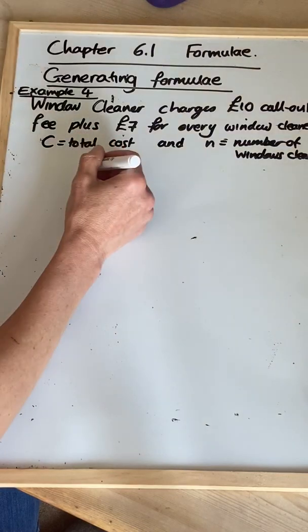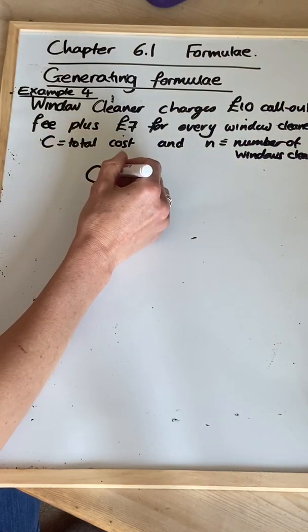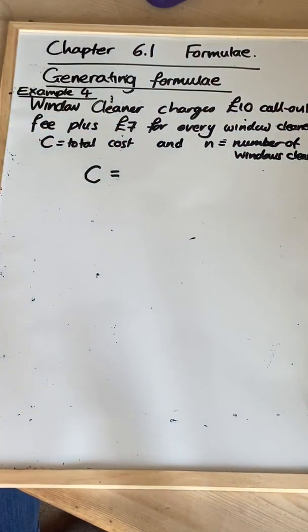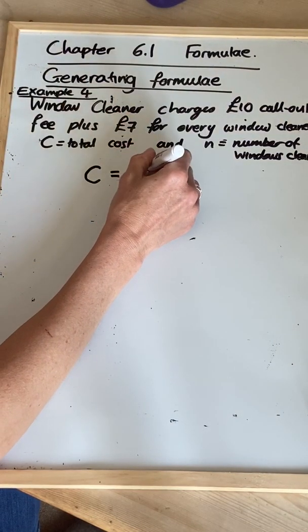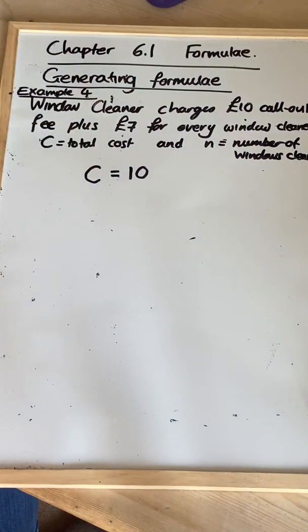So let's think about our total cost. Our total cost is C. Now this window cleaner, regardless of how many windows they clean, is going to charge £10 just for turning up. So even if they turn up and don't clean any windows, they're going to charge us £10. So we've got to include that.